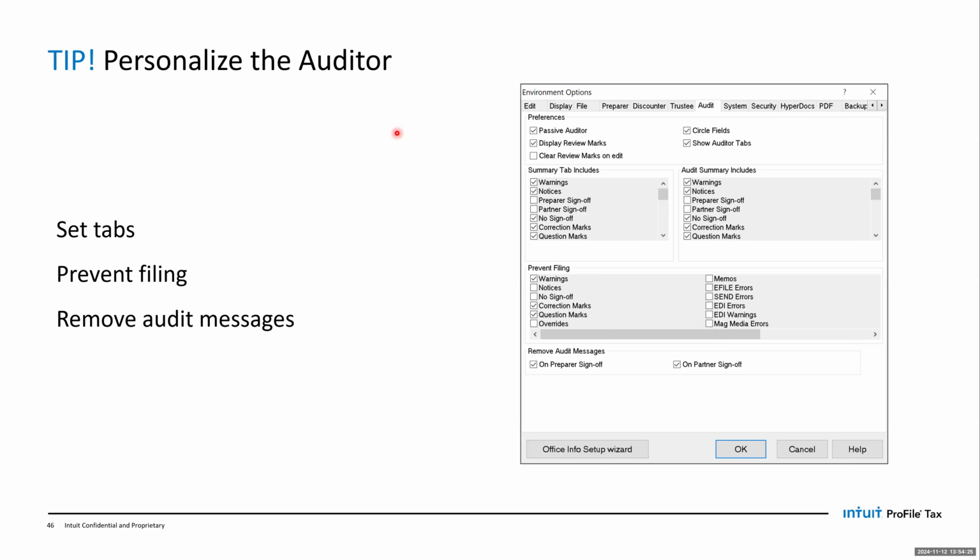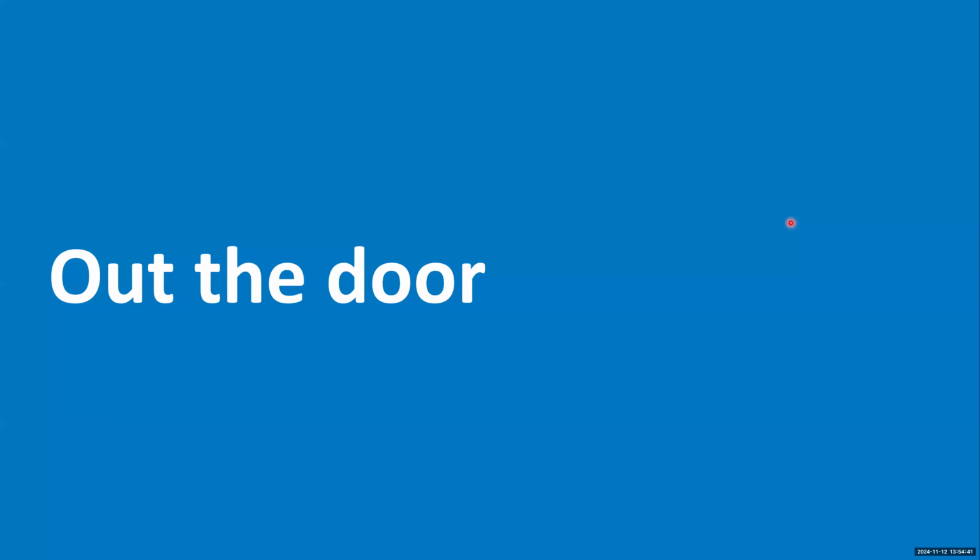Quick tip, again, you could personalize the way the auditor works. Once again, you could go to the environment options window, go to the audit tab, and then you could set your parameters, your preferences in how you're going to interact with the auditor.